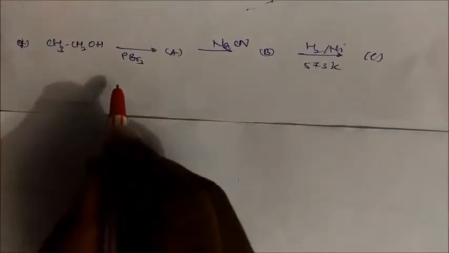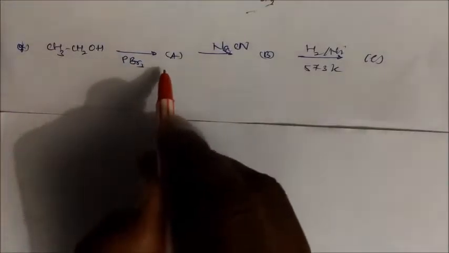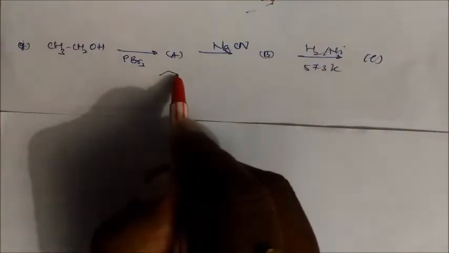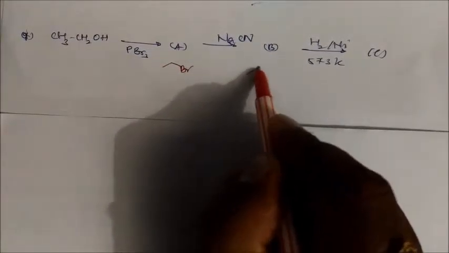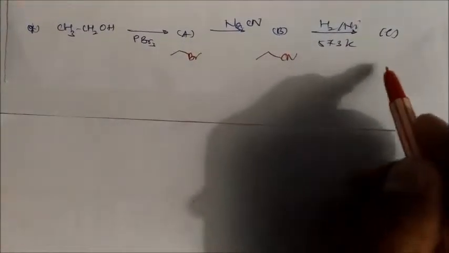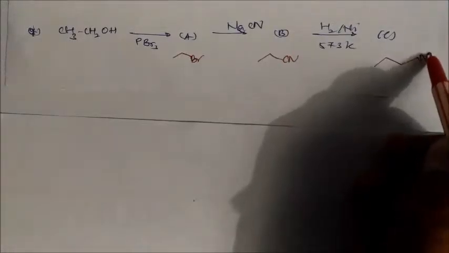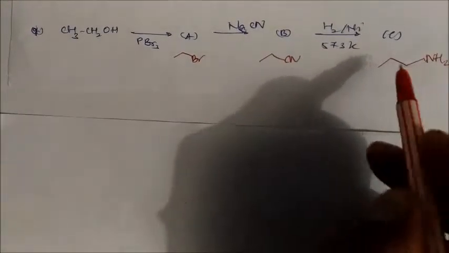This is PBr3. The OH is substituted by Br. Again Br is replaced by CN, so we can write CN, and again hydrogenation in presence of nickel at higher temperature will convert this into an amine. So you can write this is the answer. This is the final answer of this question.